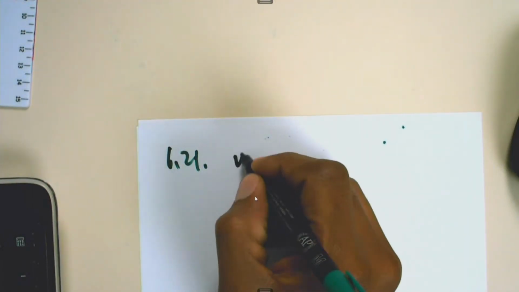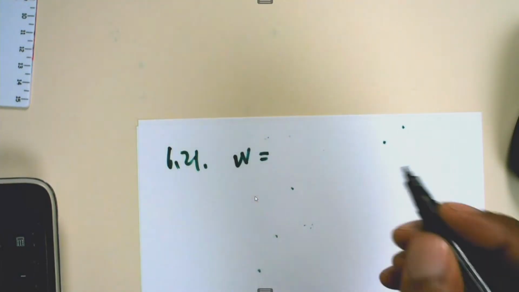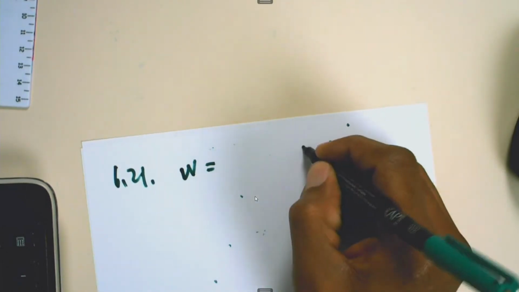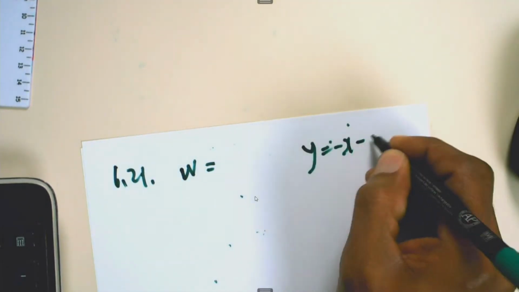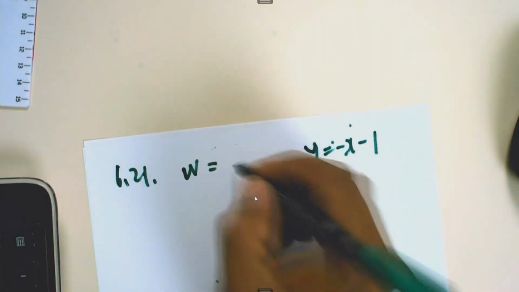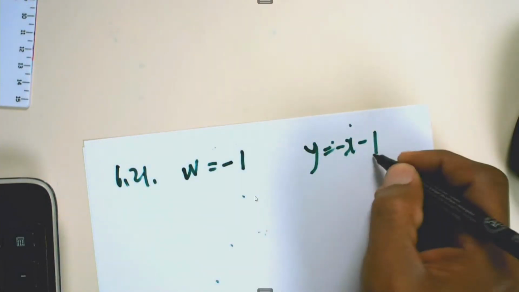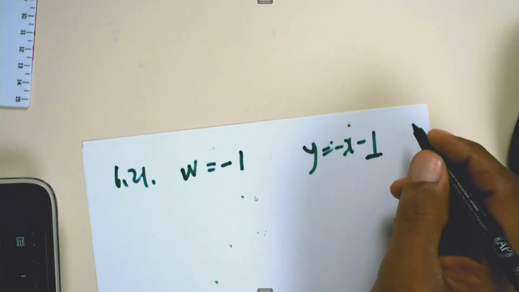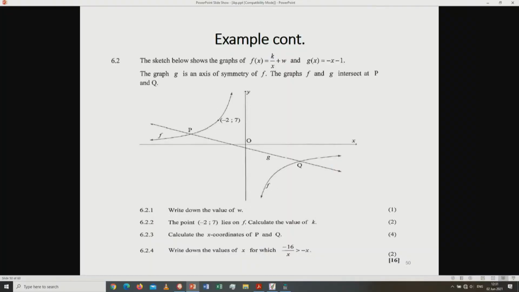Then it means w is equal to, because the axis of symmetry is y = -x - 1, then w will be -1, because this is our q. Keep that in mind, right? Yes, look at the axis of symmetry. We've got -x - 1. Therefore, w will be -1.